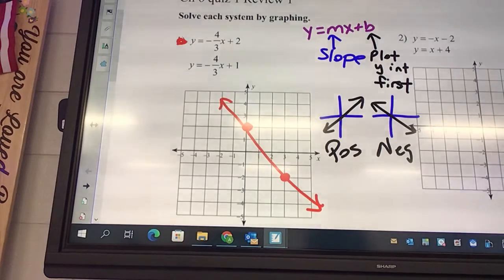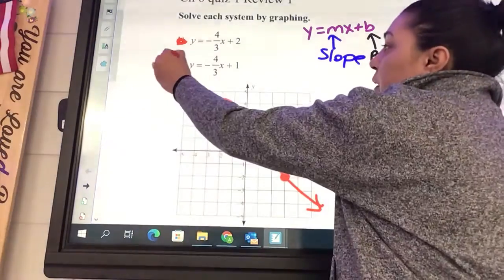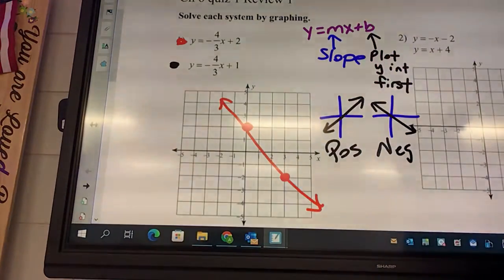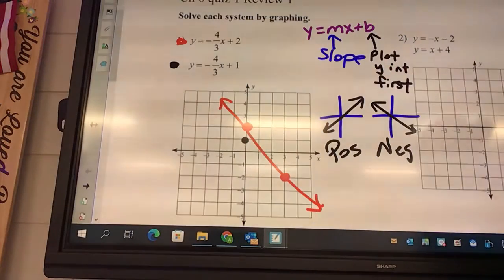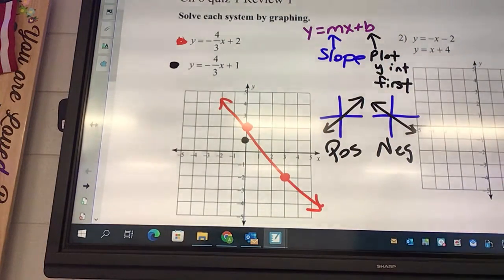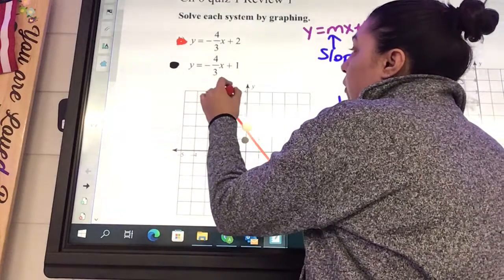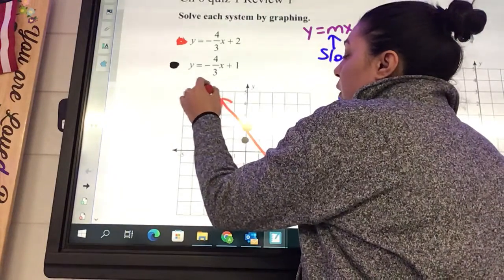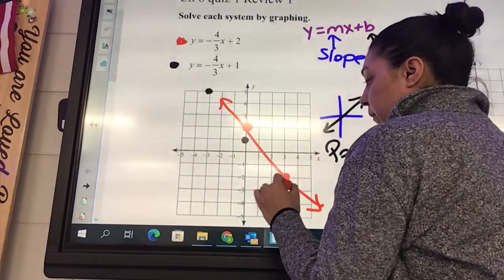The other one starts at what? Where does this graph start at? At 1. So it starts at 1. Can we go up 4? Yeah, we can. We can go up 4, 1, 2, 3, 4, over 3. Or you could go down 4, 1, 2, 3, 4, and over 3.